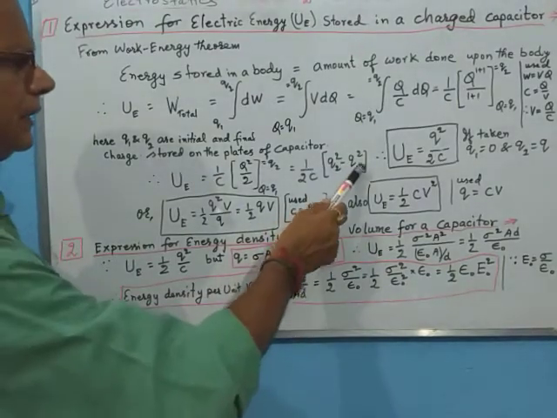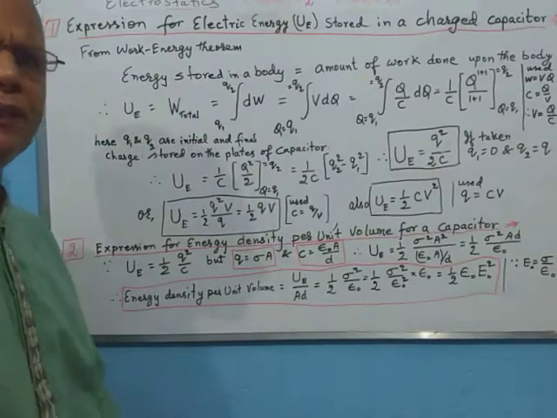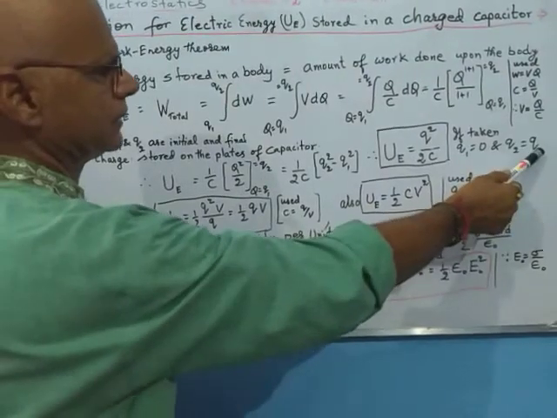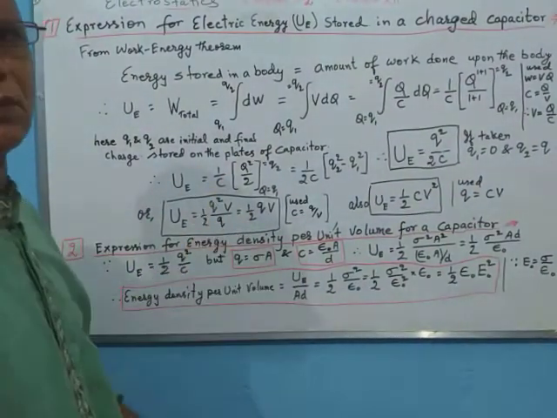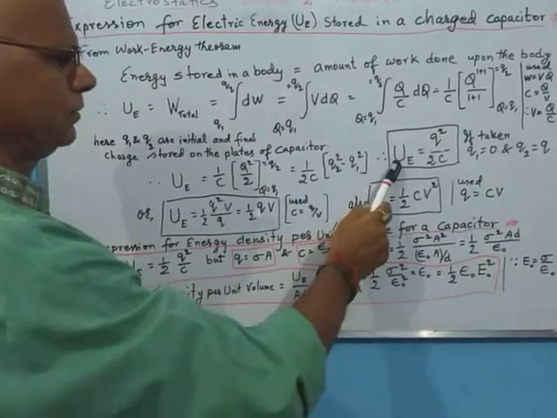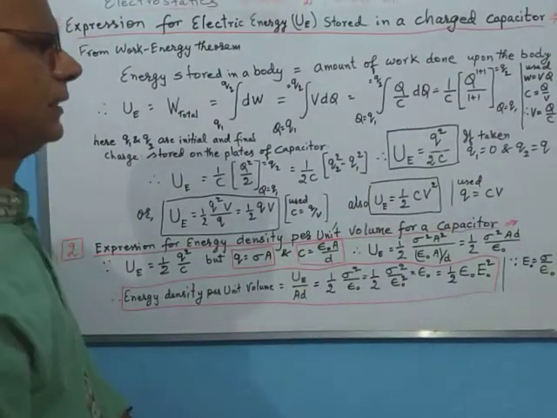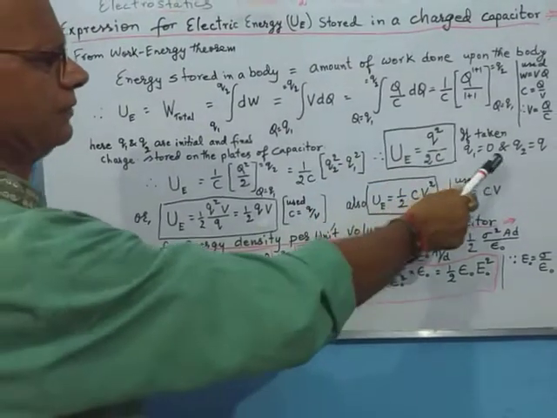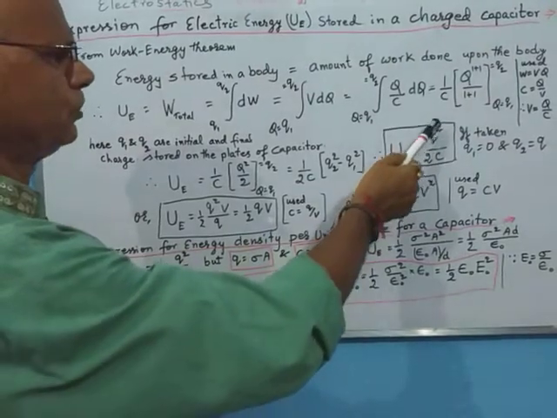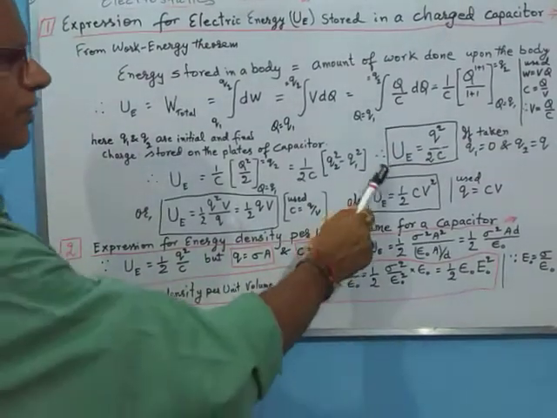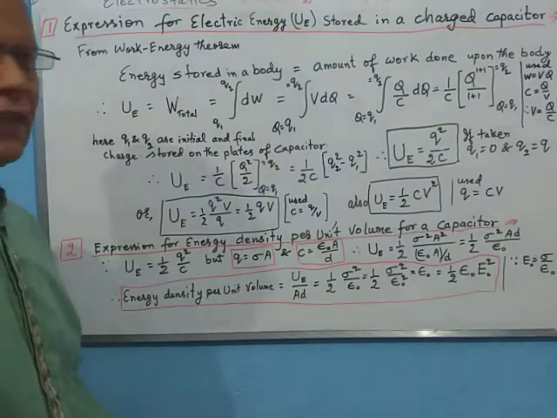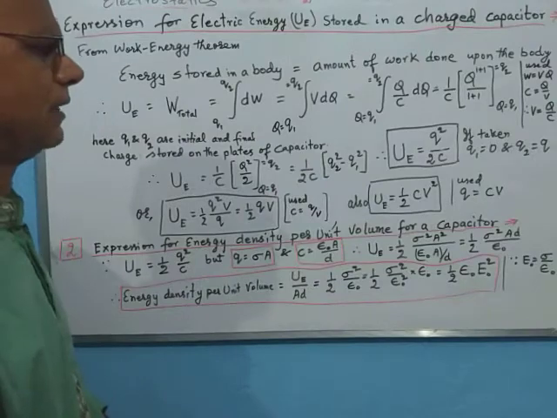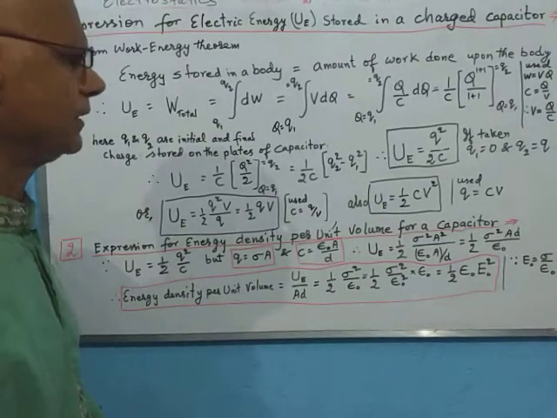Now if we consider that Q1, the initial charge on the plate, was 0, and the final charge is taken to be equal to small q, then the total electrical energy stored in the capacitor due to charge Q brought on the plates starting from 0 charge is equal to Q square by 2C. So this is the fundamental relation we have derived for electric energy stored in a capacitor. This expression will have so many applications, so you need to always remember it.